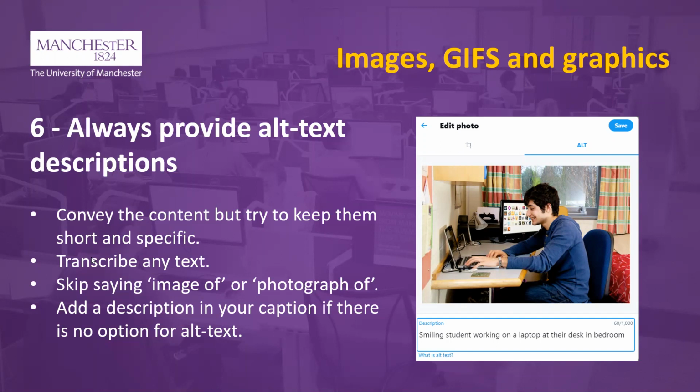You can skip to an image of or photograph of, because I don't think that's really required. It's quite an obvious thing. And maybe add a description in your caption if there's no option for alt text in the platform you're using. It can also be added to GIFs as well. I think for this one, it's about getting into a good habit with it, which really helps.